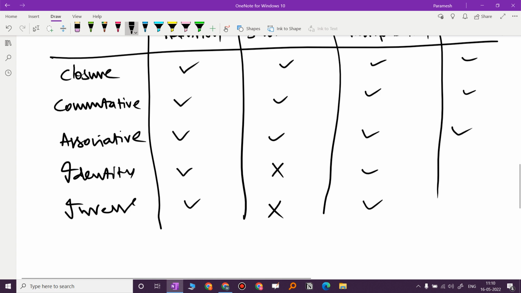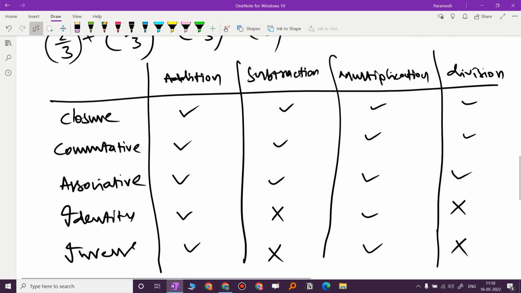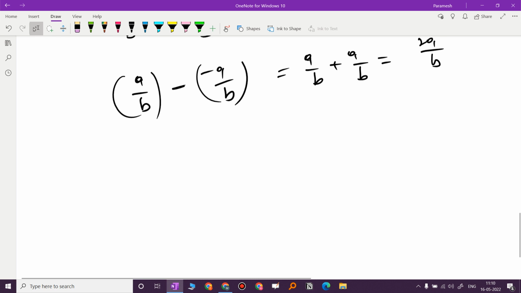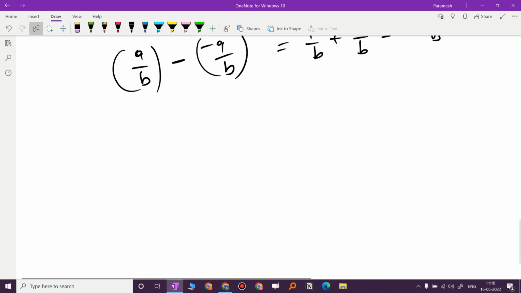Okay. Division is also like that only. These are the 5 properties of rational numbers. Okay. In the next video we will discuss some more properties.